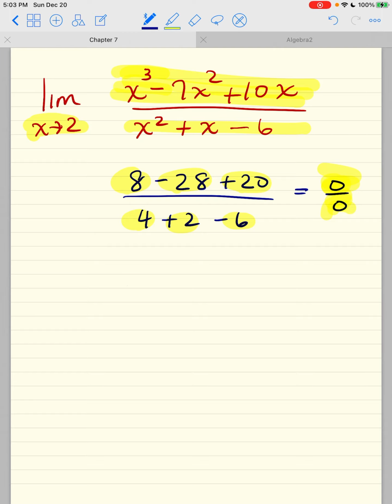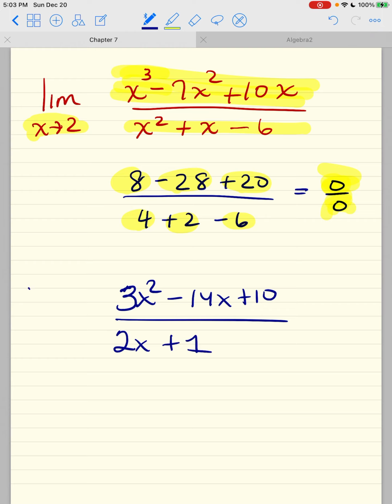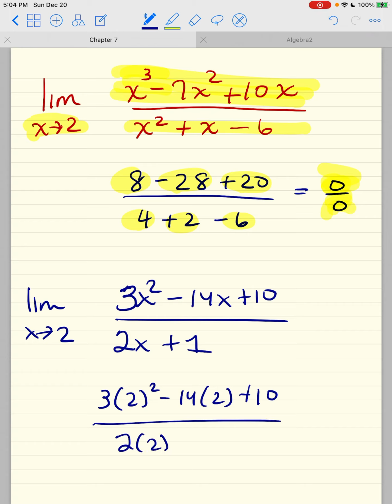Because we have 0 over 0, L'Hopital's rule says, why don't we take the derivative of the top by itself? So that's going to be 3x squared minus 14x plus 10. And then we're going to take the derivative of the bottom. So that's going to be 2x plus 1. We're going to reapply the limit. And what's going to happen here is I'm going to have 3 times 2 squared minus 14 times 2 plus 10 over 2 times 2 plus 1.